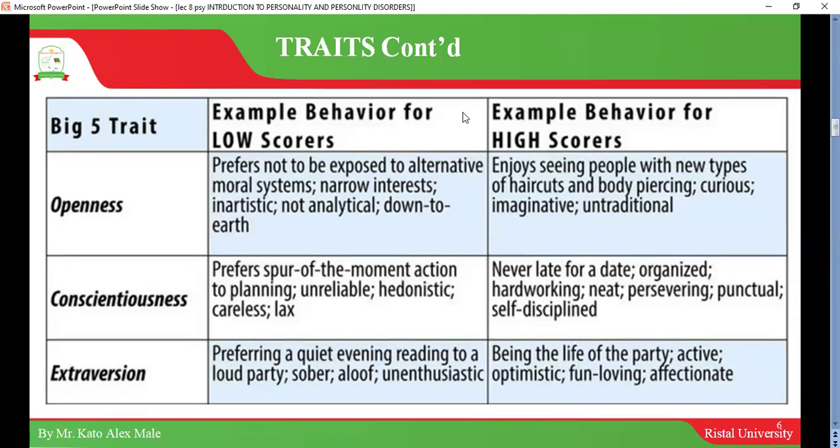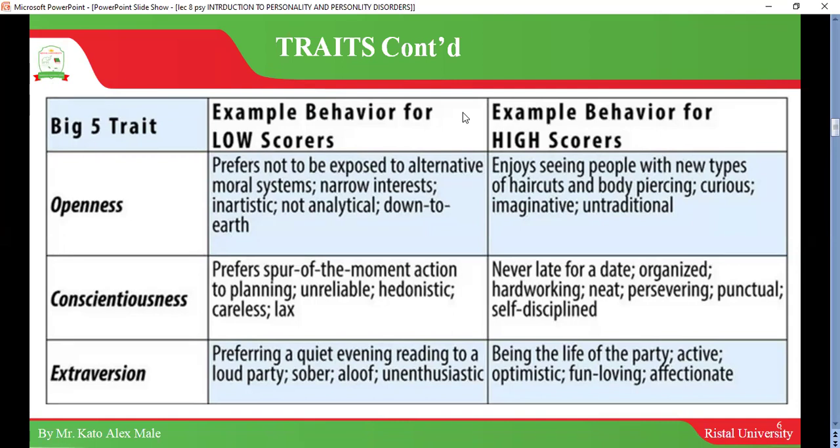Then extraversion, a low score behavior, preferring quiet evening reading to a loud party. They're okay with being quiet in an area rather than always being in a social gathering, a loud area. You get it, eh? Yeah. And then the high score behavior, being the life of the party, active, optimistic, fun-loving, affectionate.